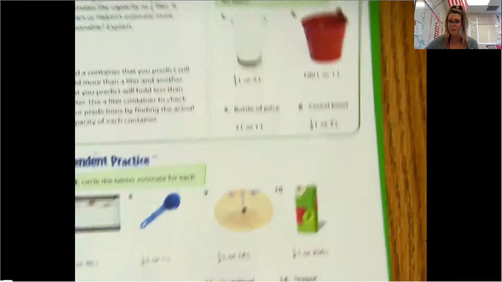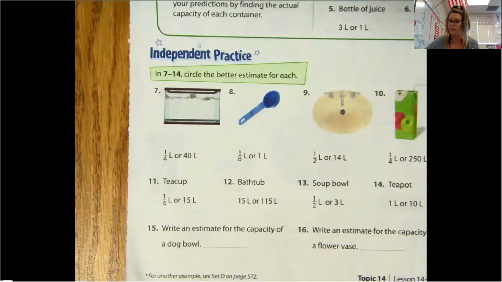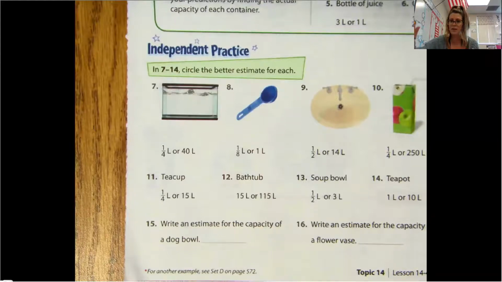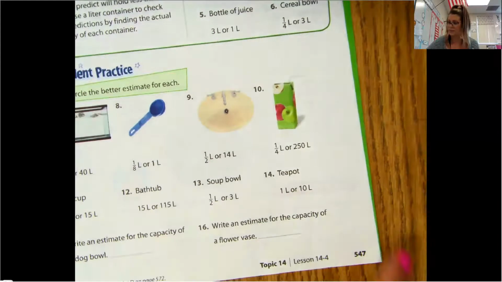All right, so let's move on to our math books. You are going to want to make sure that you have your volume 2 math book. And while I'm sharing my screen with you, you are going to turn to page 547. Okay? 547. Right there. There it is.